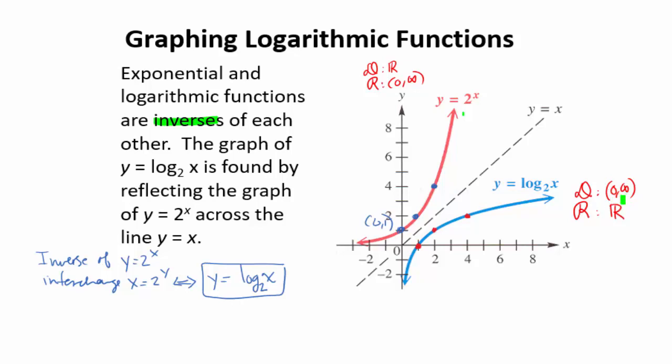Because why? It's the result of taking the base to an exponent, and whenever you take the base to an exponent, it's always greater than 0. So whenever you evaluate the logarithm of something, it's got to be greater than 0.